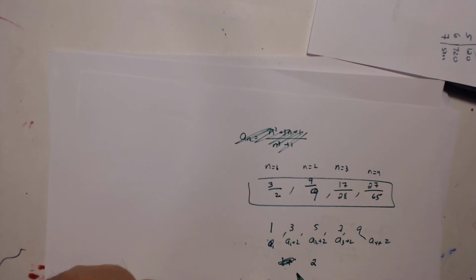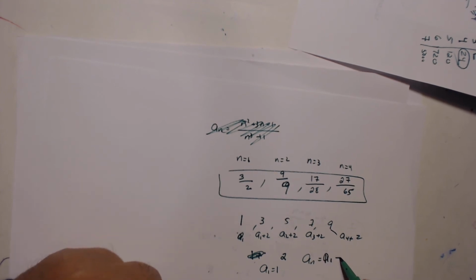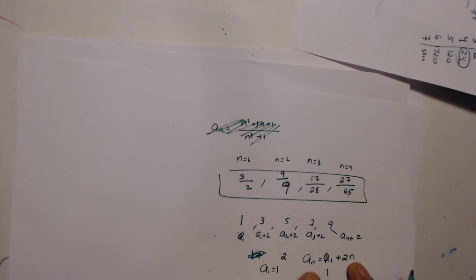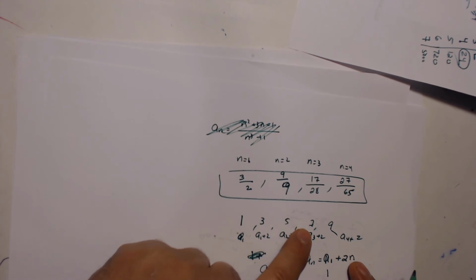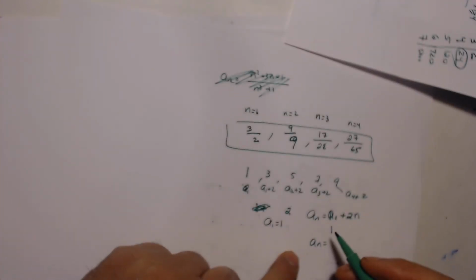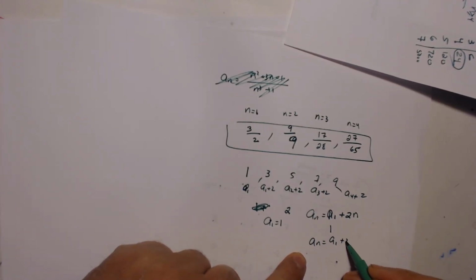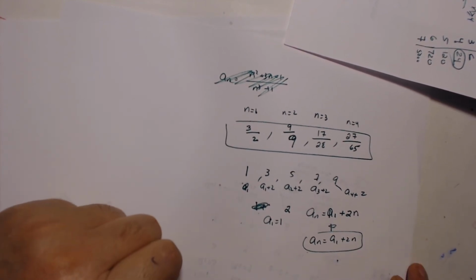And what is your a sub 1? Your a sub 1 is 1. Then your a sub n is going to become a sub 1 plus 2 times n. If a sub 1 is 1, when n is 0, you get 1. When n is 1, you get 3. When n is 2, you get 5. When n is 3, you get 7. Therefore, you can find the explicit form of a sub n to become a1 plus 2n. Therefore, easily you can find that one and say, okay, that's my explicit form.